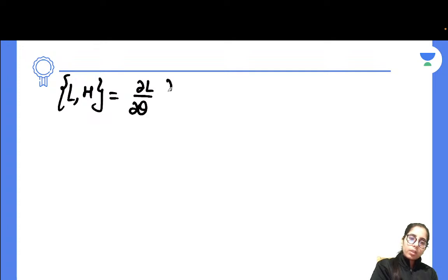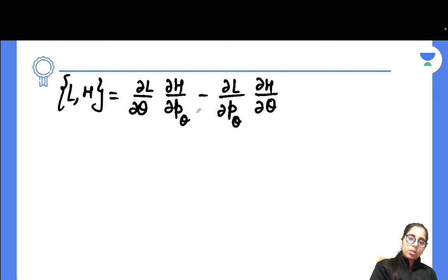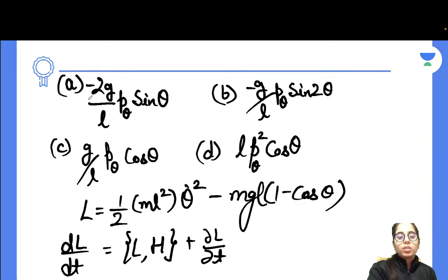So Poisson bracket of L with H, which is simply ∂L/∂θ times ∂H/∂P_θ, minus ∂L/∂P_θ times ∂H/∂θ. This is what you will have, right? But you can see in the L part, you don't have the θ present there, or the P_θ present there.